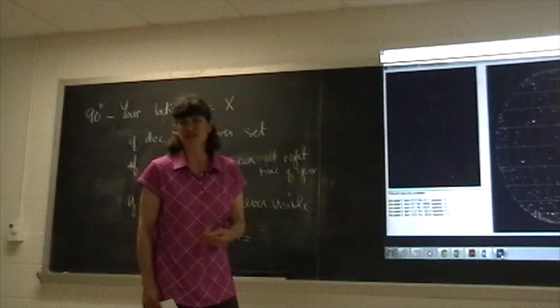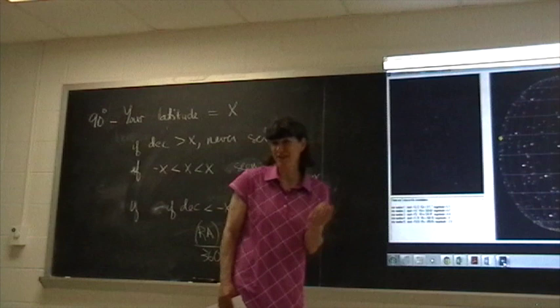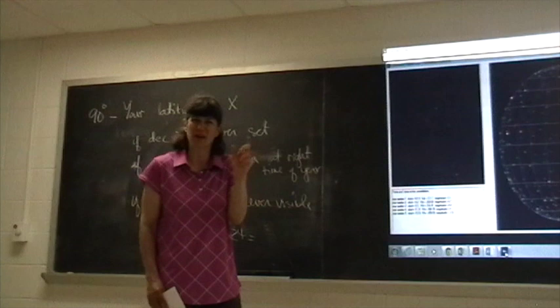300 out of 360 is roughly 30 out of 36 or 10 out of 12, which is 5 out of 6, which is about 0.85. And 0.85 times 24 is, you know, what, roughly 20 hours. So that tells you where in the sky you can look for this particular constellation.